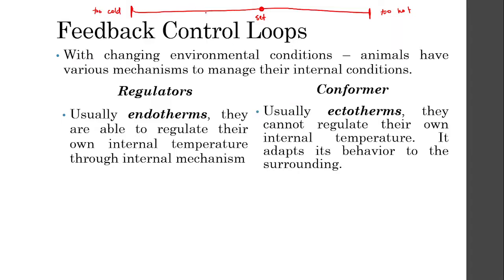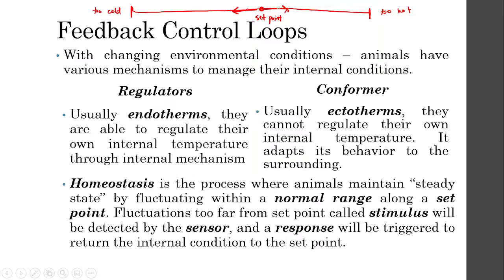So within this set range, or this set point, this perfect point right here, our body wants to maintain our temperature within this set point. And it's not perfect, because our environmental conditions change. This is just a point that is perfect for us, but our body is actually fluctuating between being a little too cold and a little too hot, and that is normal. And that fluctuation is what we call homeostasis.